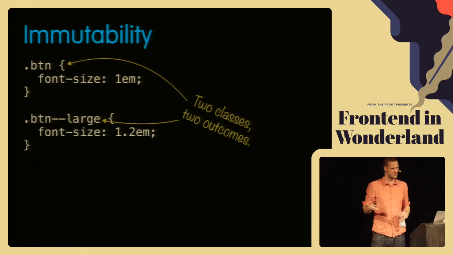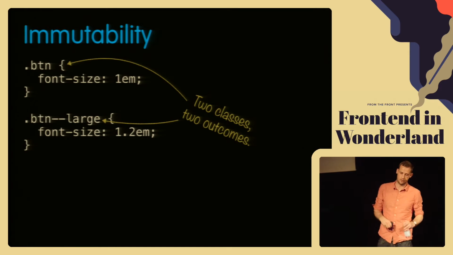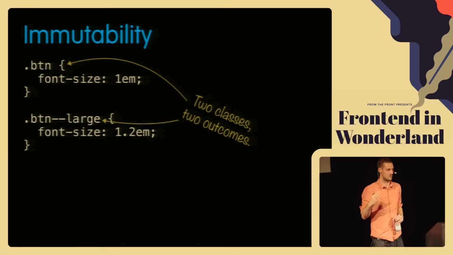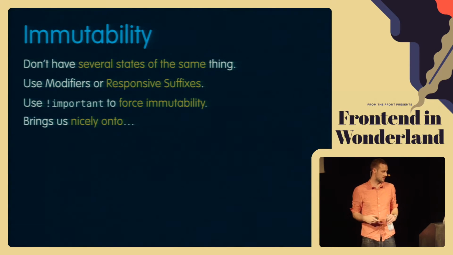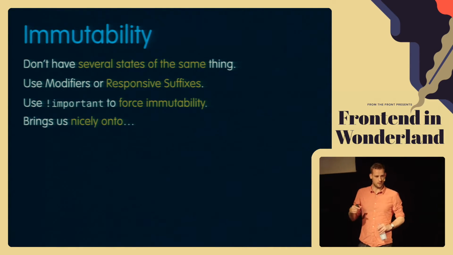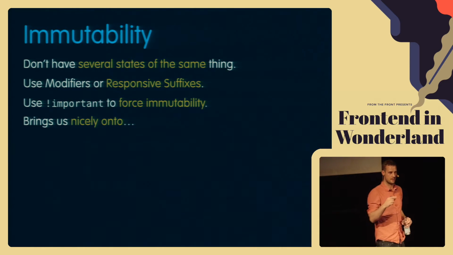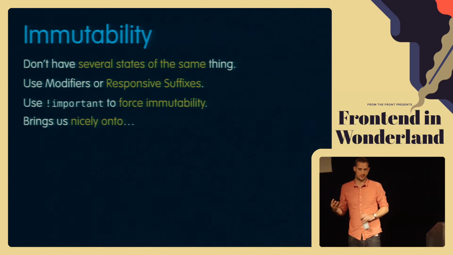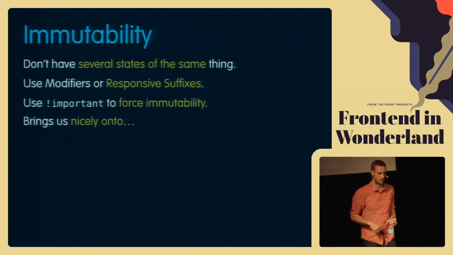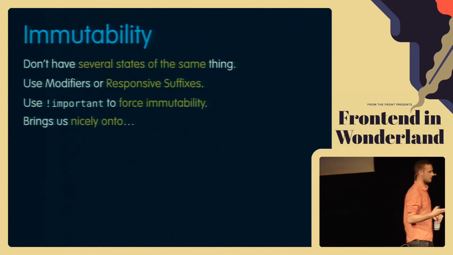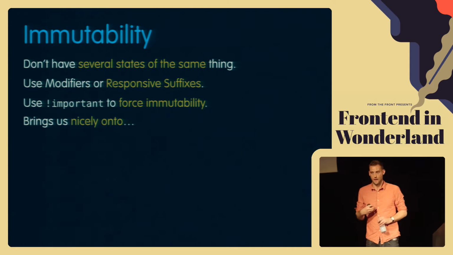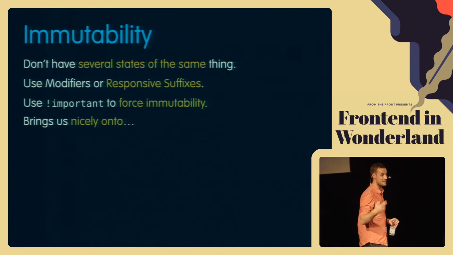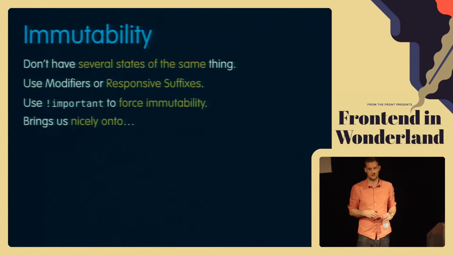Anyone not familiar with BEM, you don't really need to worry about it for these examples. But immutability is all about preventing one thing from having more than one state. So don't have several states of the same thing. Use modifiers in BEM or responsive suffixes, the @sm, in responsive design to avoid these mutations, to give things different hooks to bind onto. You can force immutability by using important. Basically, immutability can be brought on by specificity, unnecessary nesting, qualifying selectors.